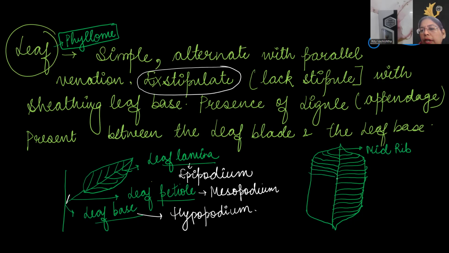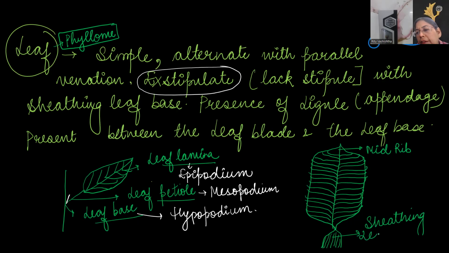So all the veins would be running parallel to each other. And this sort of venation is known as the parallel venation. And here you will find the leaf base is, this sort of leaf base is known as the sheathing leaf base.